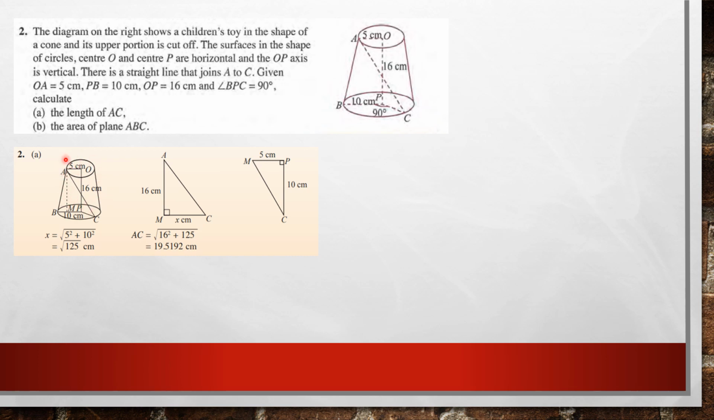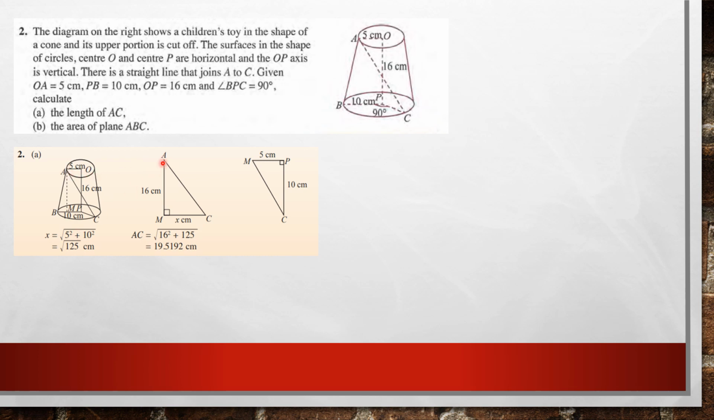So we have M here. When you draw a straight line from A to the line BP, we label it M here. So why do we want to label it M? To find the length of M to C. Because from here ACM is a right angle triangle. So we want to find the length of MC. That means we can use Pythagoras theorem.